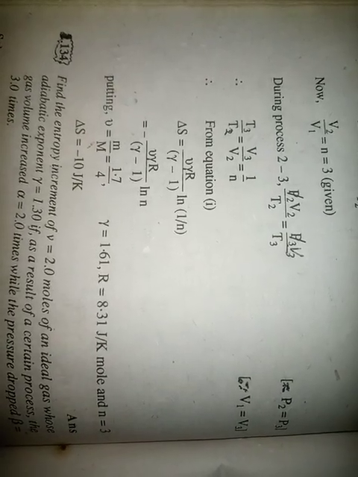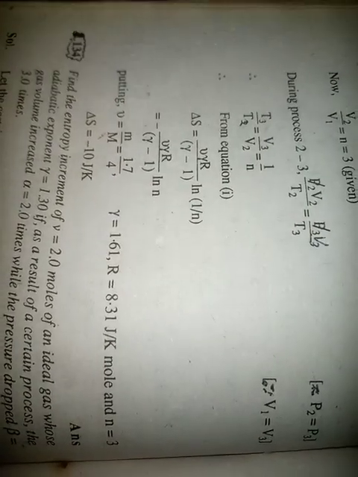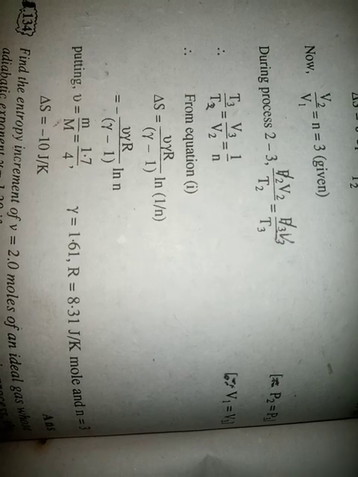Putting nu equals m by M equals 1.7 by 4, gamma equals 1.67, R equals 8.31 joule per mole Kelvin, and N equals 3, delta S equals minus 10 joule per Kelvin.